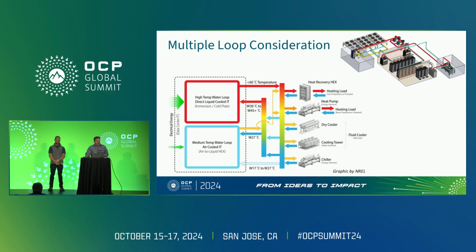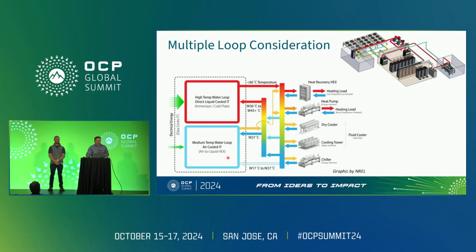But what we're trying to show here with this graphic is if we could do it again, we might think about having a two-loop facility system. So a medium temperature water loop here, shown in this bottom left, that would serve your air-cooled traditional IT equipment.